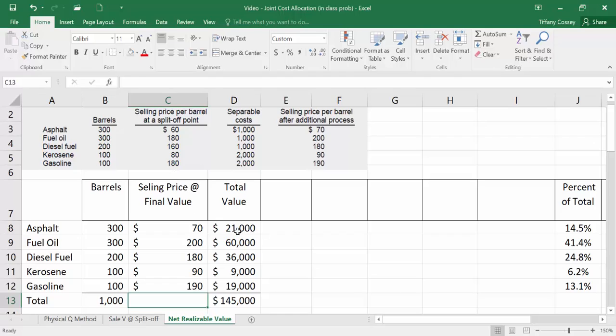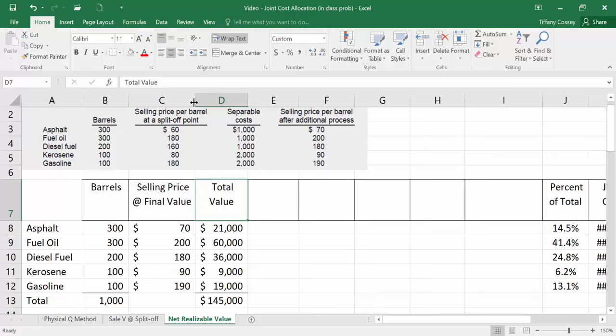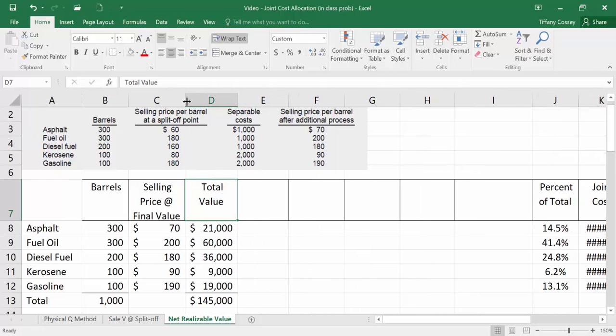Okay? And I've already got this calculation in place, the total value. That's going to take the number of barrels and multiply it by the final selling price per barrel. Okay, but we aren't done yet finding that net realizable value, because this is the total of what I could sell it for. However, there were some additional costs incurred by the company to further process these items. And those are listed here, and they're called separable costs. Different problems may list them in different ways, but the problem from your notes lists them as separable costs, so that's what we're going to call them.